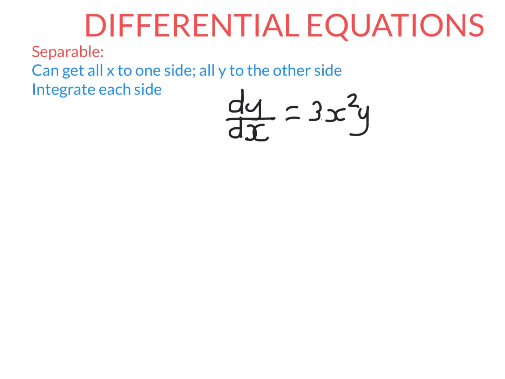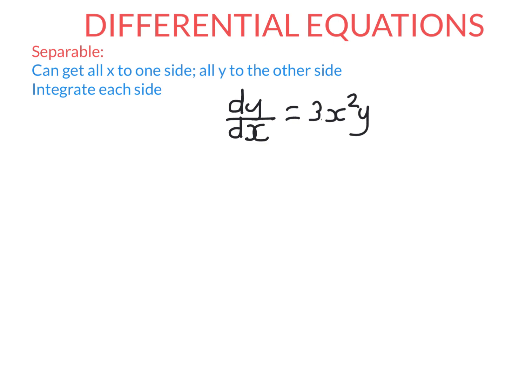Now, this first order differential equation is separable because we can get all the x's to one side and all the y's to the other side. So if you can do that, you do that because it makes it really easy to solve. You just integrate both sides.